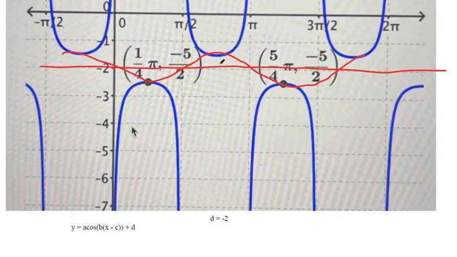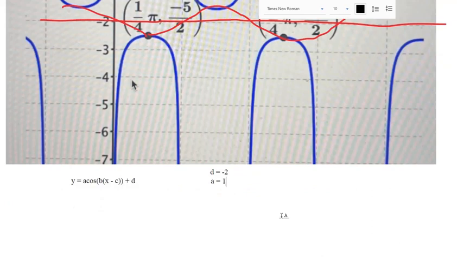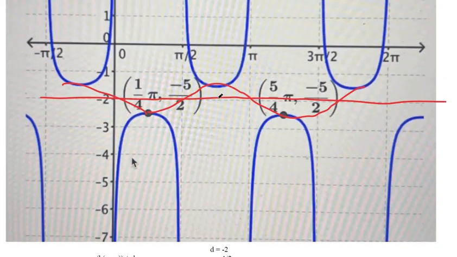Amplitude could go next. To find out the amplitude, it's the distance from the midline to the top. So that looks to be about a half, positive 1/2. So we'll say a is 1/2. And then we could find out the period next.